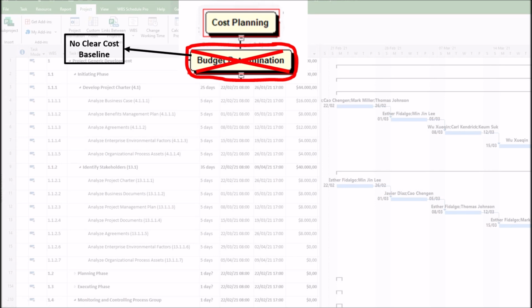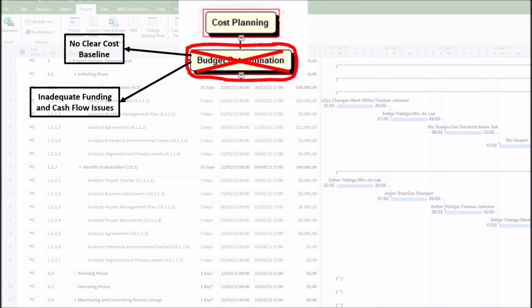1. No clear cost baseline, resulting in uncontrolled spending. Without an approved cost baseline, the project lacks a financial reference point. Expenses may spiral out of control, leading to budget overruns. For example, a construction project without a budget may overspend on materials, causing financial strain.